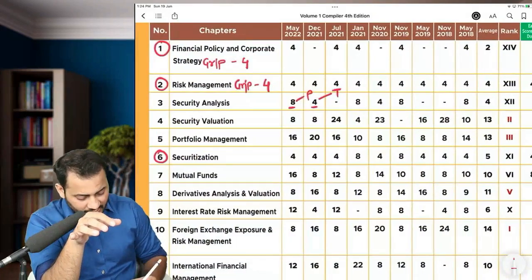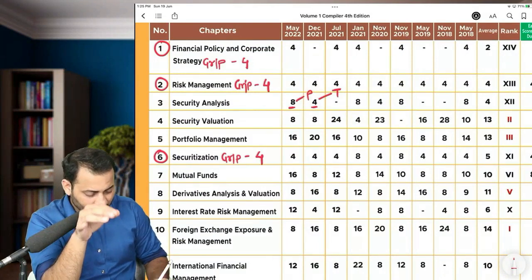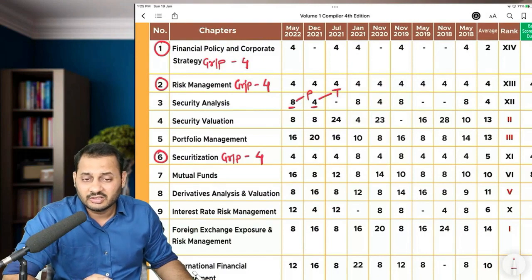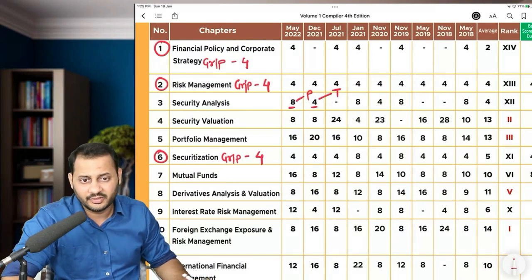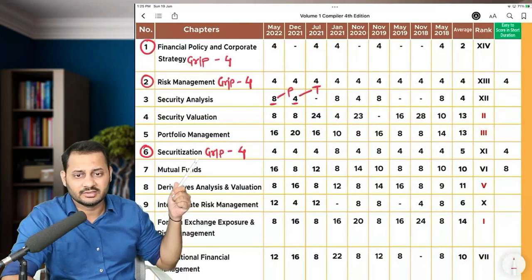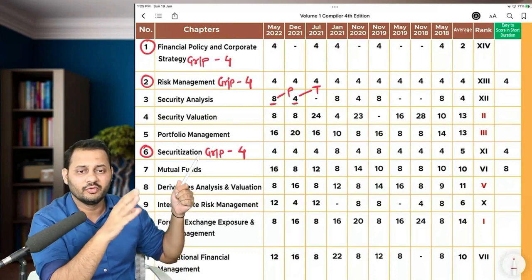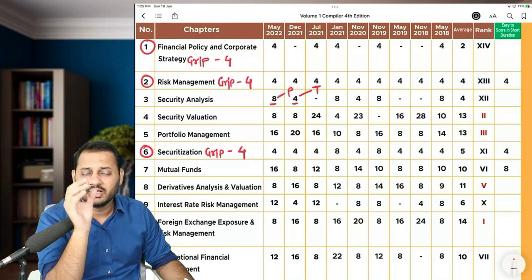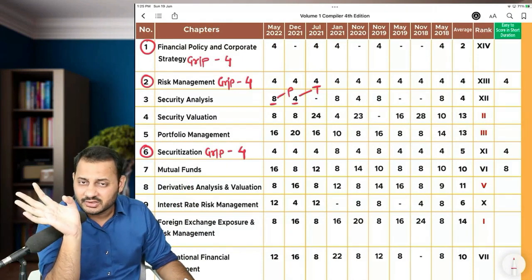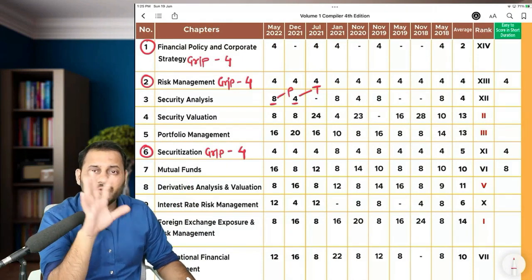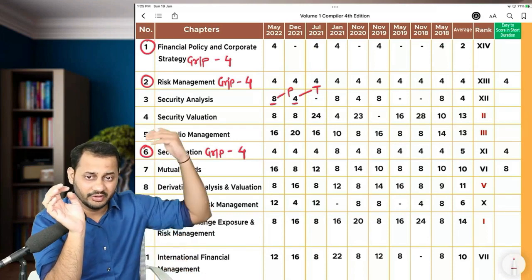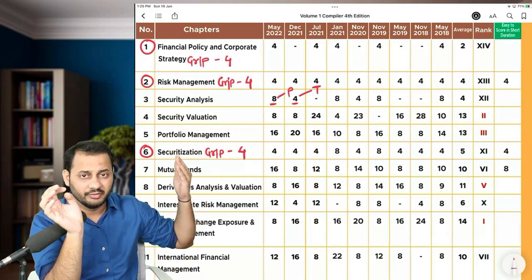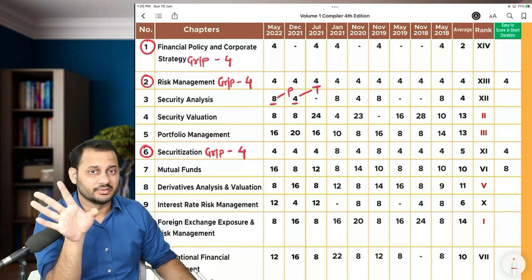Then comes the securitization. Again, a small chapter. You should hold a good and strong grip on this. 4 marks of question is guaranteed from this chapter. You can clearly see the past analysis: 4, 4, 4, 8, 4, 8, 4, 4, 4, 5. When you know that in around 10 pages I can cover up 4 marks, before doing any other chapter you should be revising this chapter 10 times.